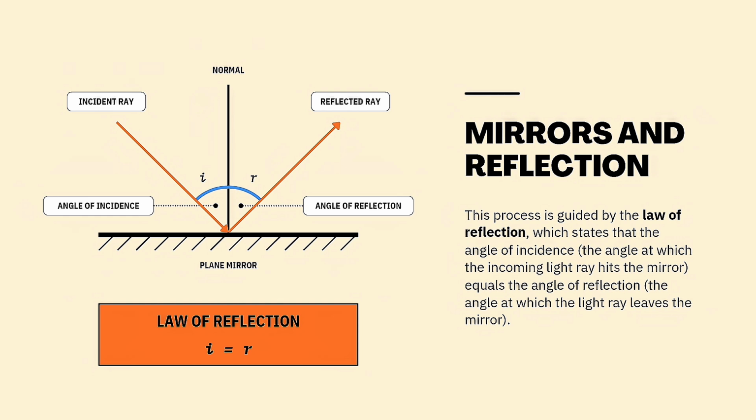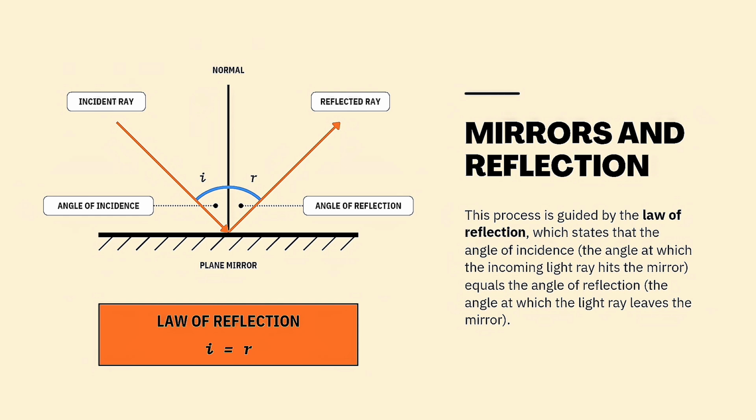At the point where the incident ray touches the mirror, we draw an imaginary line perpendicular to the mirror surface. This line is called the normal. The angle between the incident ray and the normal is called the angle of incidence, represented by the letter I. The angle between the reflected ray and the normal is called the angle of reflection, represented by the letter R. The law of reflection states that the angle of incidence is always equal to the angle of reflection. If a light ray strikes the mirror at 40 degrees, it will reflect back at 40 degrees.